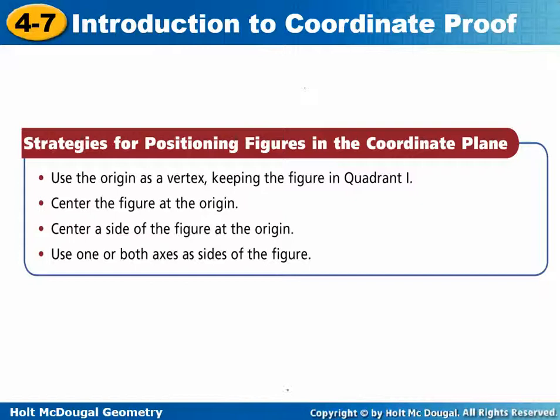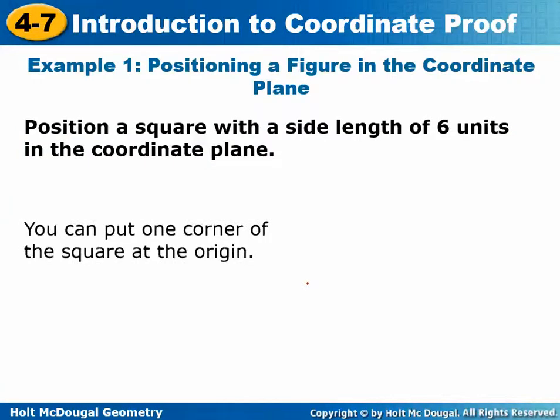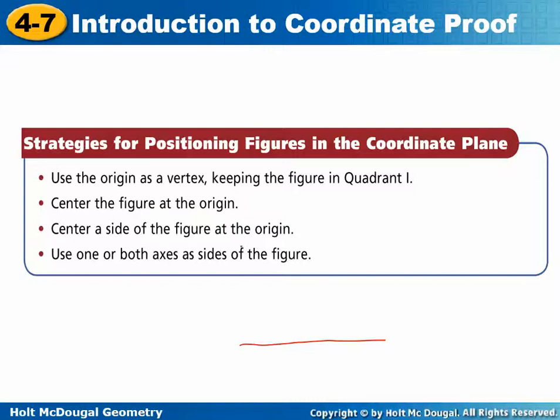So let me draw the coordinate axes again. You've got an x-axis and a y-axis. And you can keep the origin as a vertex. That makes a lot of sense. Like, let's say you had to do a triangle. You can put one of the coordinates right on 0, 0, and then the other two wherever they tell you, and then kind of keep it in quadrant 1.